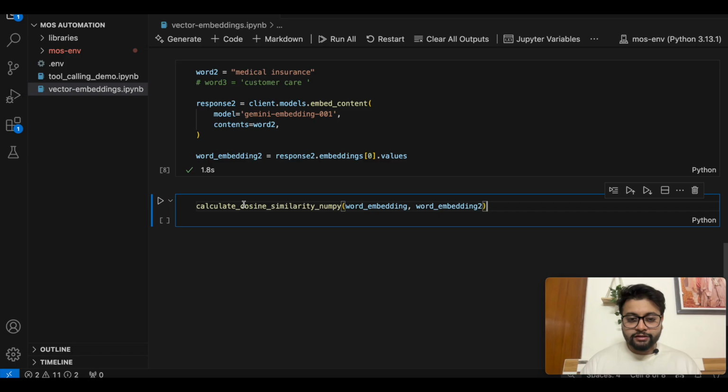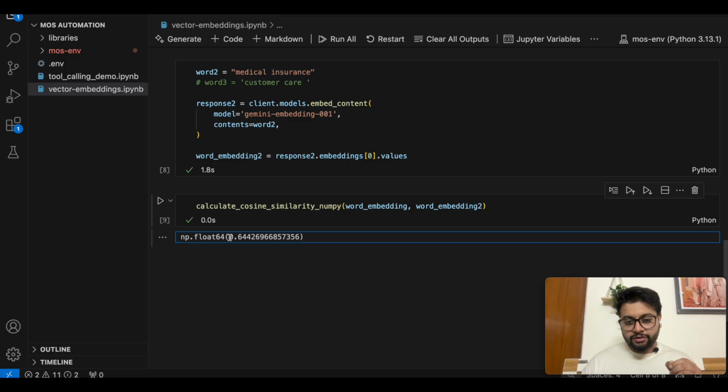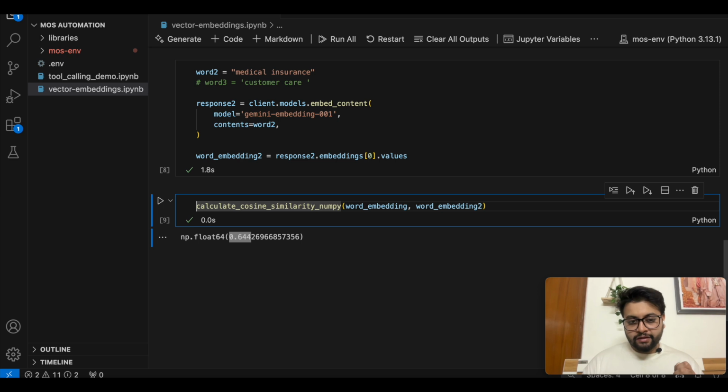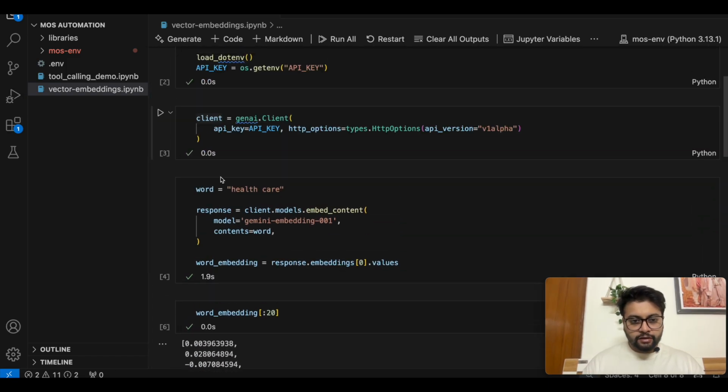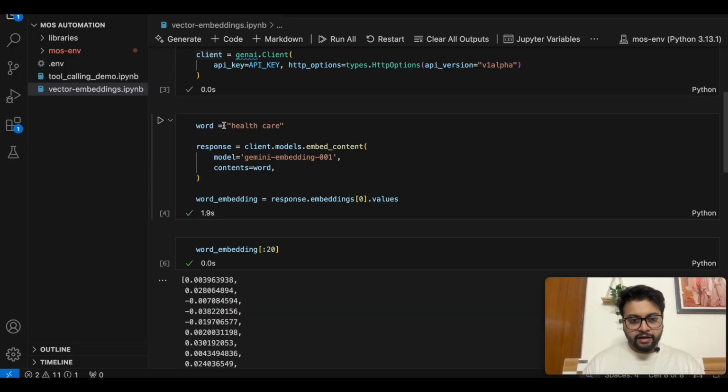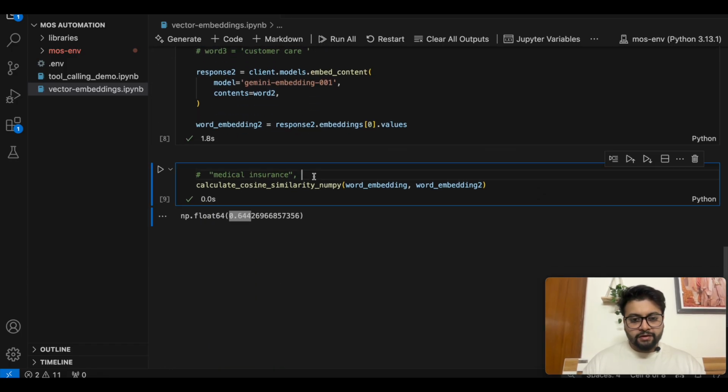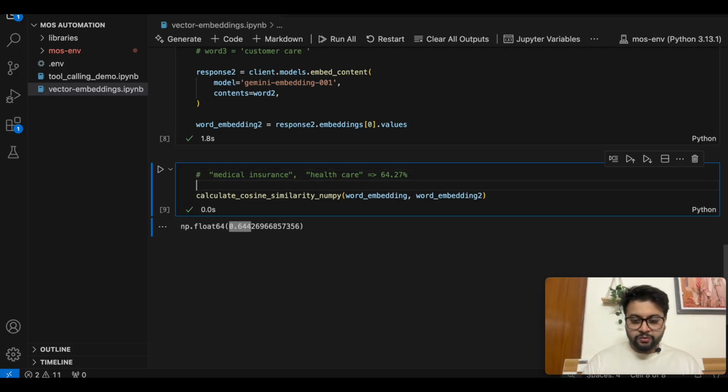Let's calculate the cosine similarity between healthcare and medical insurance, and when I run this, I get a number which is 0.64. So you can think of this as the similarity between these two. Let me quickly write it here: medical insurance, and here we have healthcare. Between medical insurance and healthcare, we got a cosine similarity of, let's say, 64.269, so about 64%. This is the cosine similarity between these two.